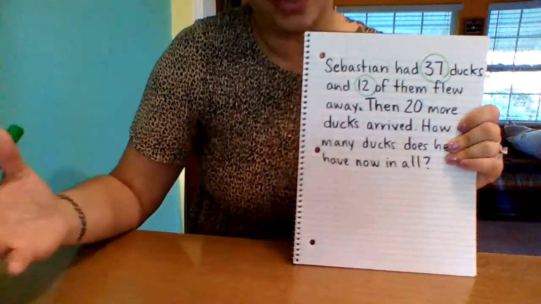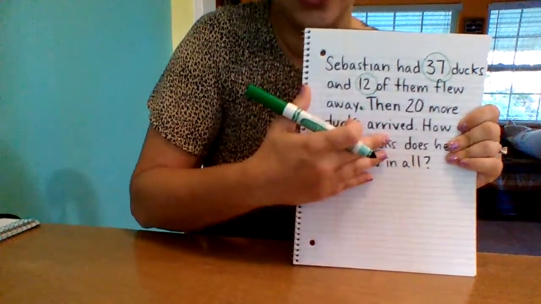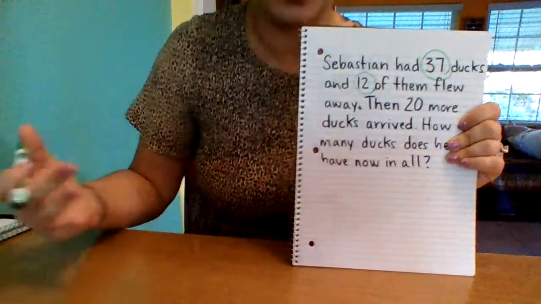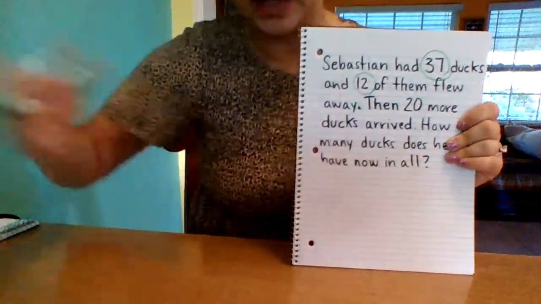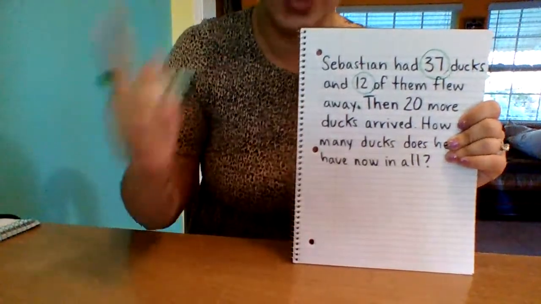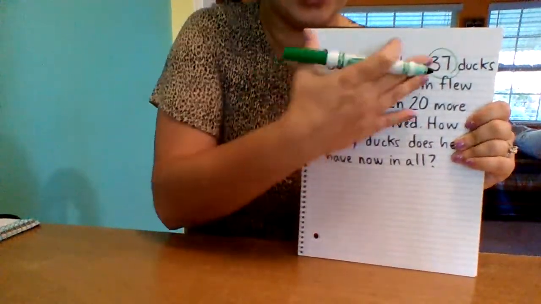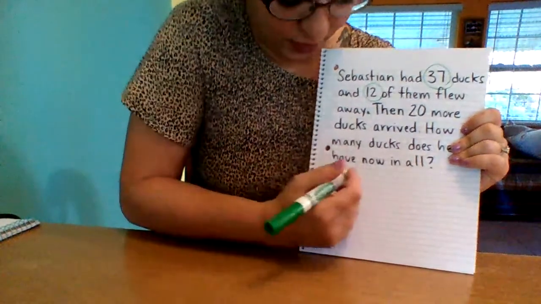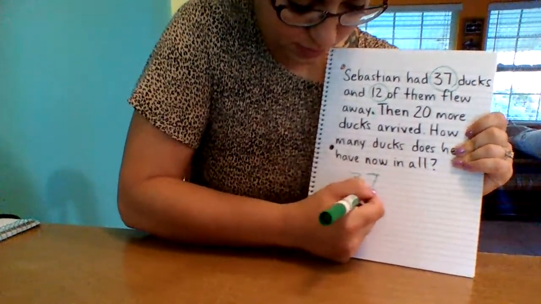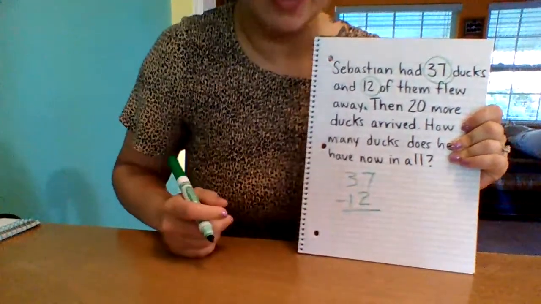What does that tell you? Are things joining and coming together, or are things going apart? If things flew away, probably the ducks are going apart. Are the ducks flying away again and again and again? No, that would be division. Just one time, Sebastian had 37 ducks and 12 of them flew away. Now let's keep reading.